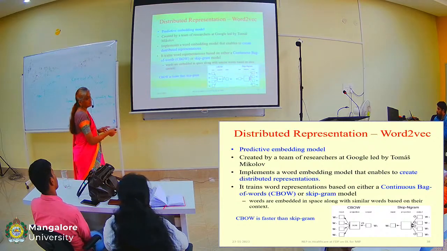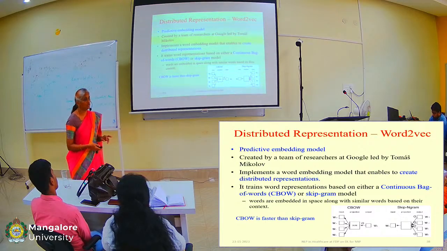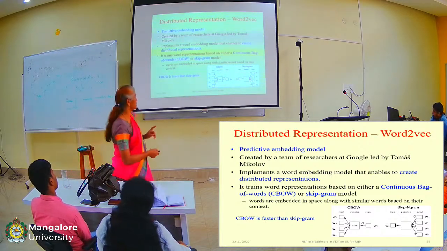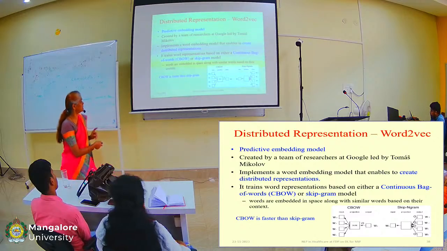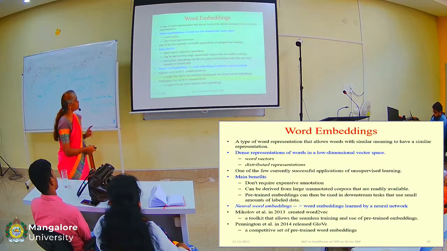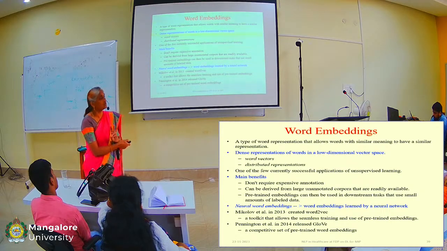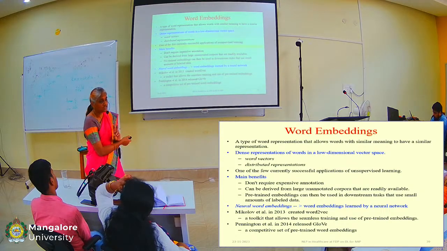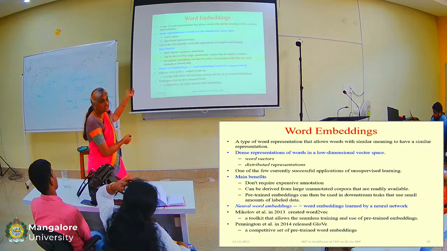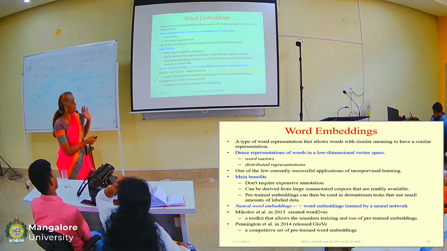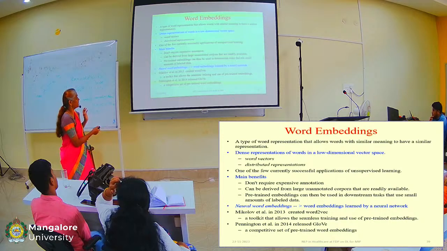And this journey of word embedding started from Mikolov. Mikolov in 2013, that was the first word2vec model that was developed. This is a dense representation, a low dimensional vector space. Dense representation means that there are no zeros. It's not a sparse matrix.